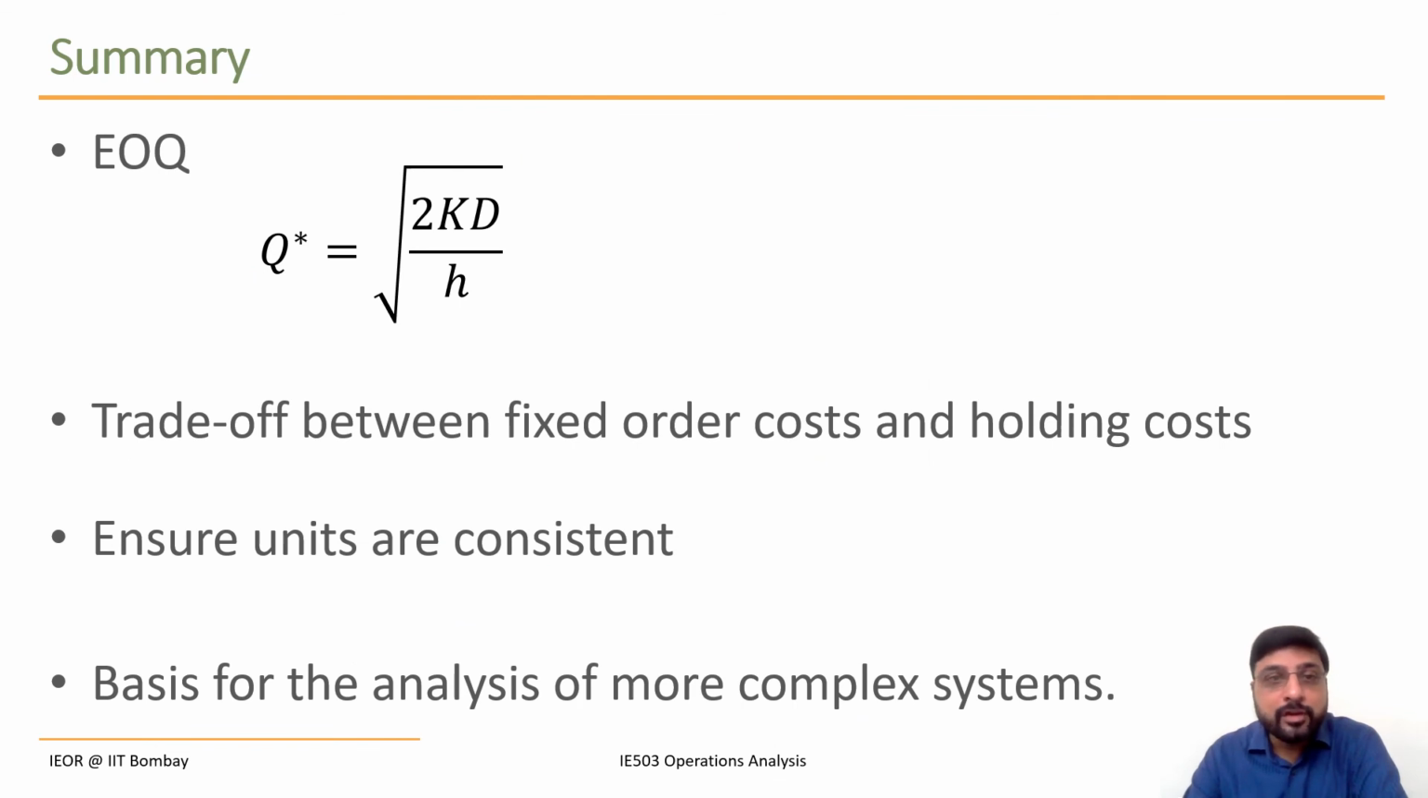So in summary, we have taken a look at the economic order quantity where Q star is given as root of 2 KD by H. It essentially looks at the trade-off between the fixed order cost and the holding costs. Please ensure the units are consistent: annualize the demand as well as ensure that the holding cost is also per unit per year. And this EOQ is going to be the basis for analysis of more complex systems.